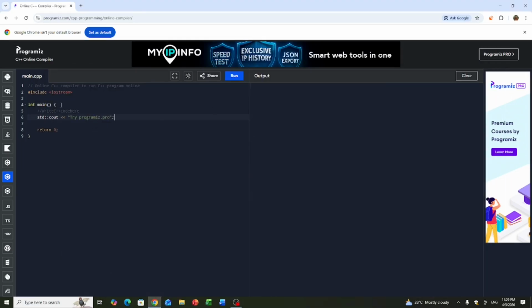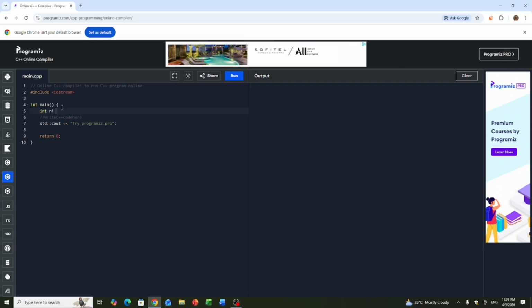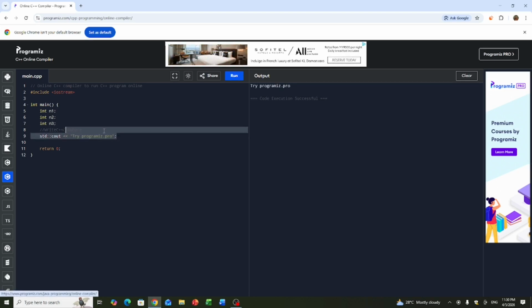Today we're going to learn how to make a double calculator using C++. int number1, int number2, int number3. These are three numbers used for a calculator.